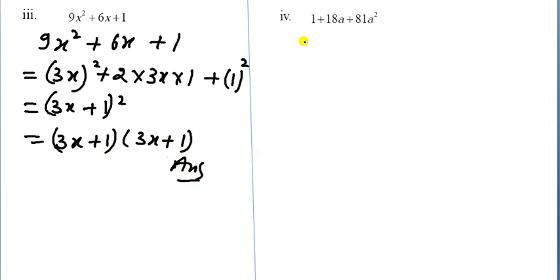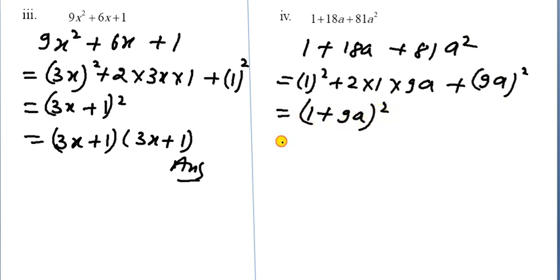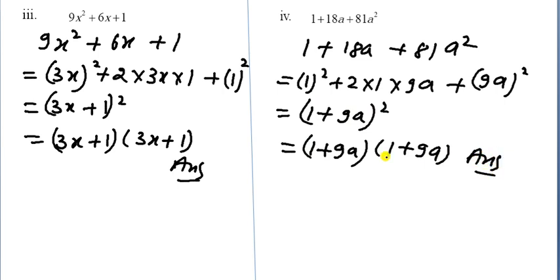Let us see the fourth question. That one is 1 plus 18a plus 81a square. So let us check, 1 square is 1, and here is 2 into 1 into 9a, and here is (9a) whole square, because 9 times 9 is 81 and a square is here. So that one is the formula, and that formula gives (1 + 9a) whole square. So you have to write (1 + 9a) into (1 + 9a). So that is the factor of this polynomial.